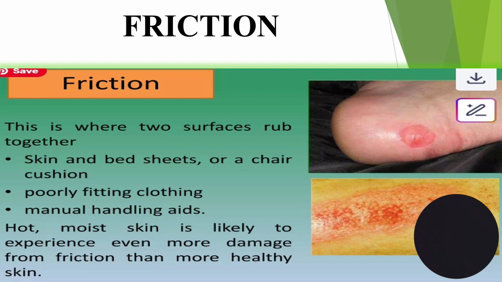Next is friction. Friction means the two surfaces rub together, the skin and the bed sheet or a chair cushion. So poorly fitting clothes or manual handling aids. Hot, moist skin is likely to experience even more damage from the friction than more healthy skin.